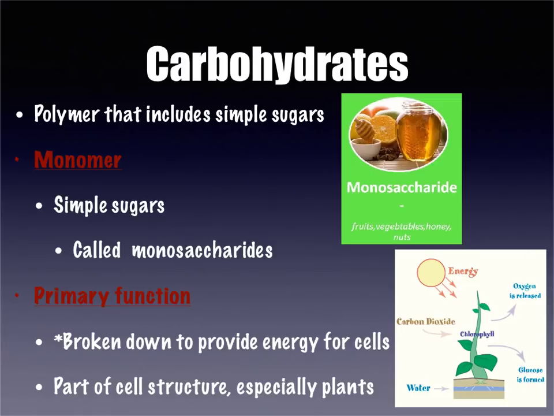Carbohydrates are polymers that include simple sugars. The monomer of a carbohydrate is a simple sugar, also called a monosaccharide. Mono being one, saccharide another name for sugar, so single sugars or simple sugars. Their primary function is to be broken down to provide energy for cells. Sugars get broken down to produce ATP, which is an energy currency for living things. And it's also part of the cell structure, especially in plants. The cellulose that makes up a lot of plants is a large chain of sugars.